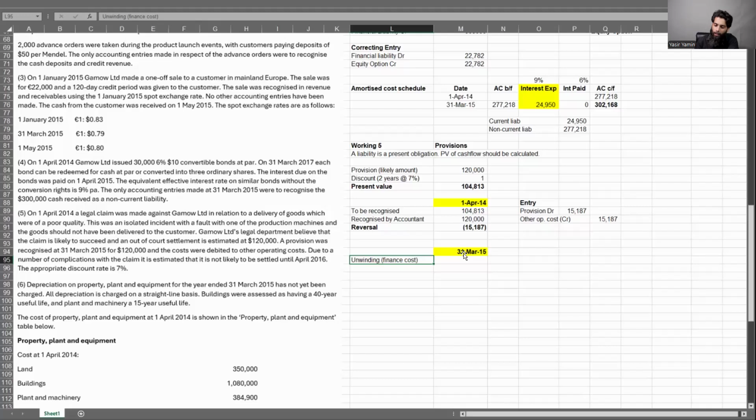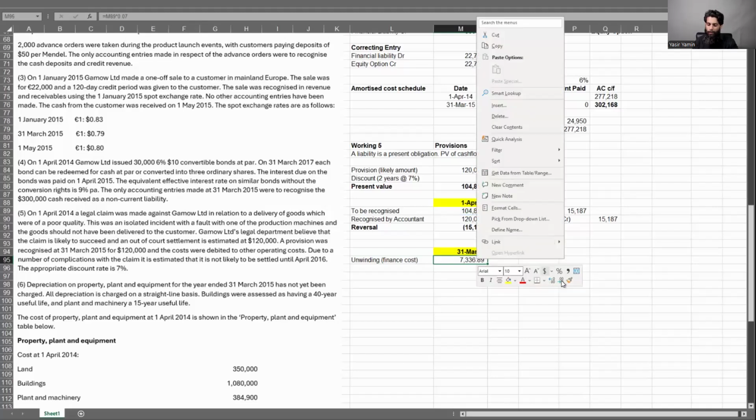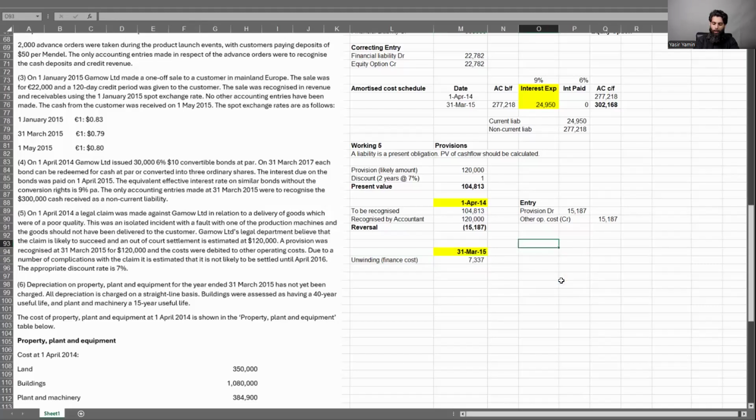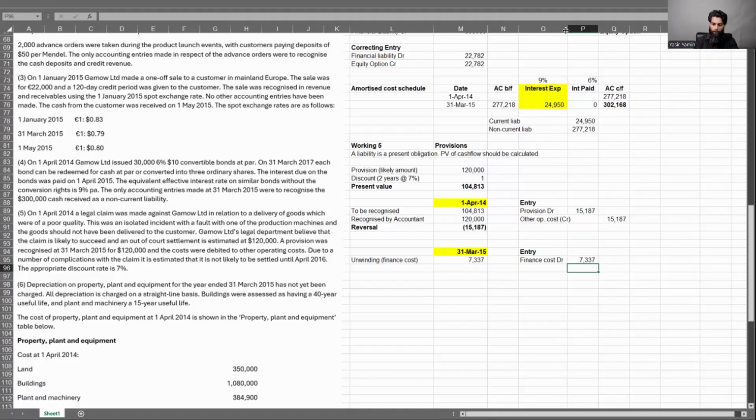How do you calculate unwinding? This is 104813 into 0.07, being 7%. This is 7337. And what accounting entry do you make, Fayaz? You make finance cost or interest expense debit 7337, and provision credit. You update your liability with this amount because it's 1 year after. Make sense? Everybody got it?